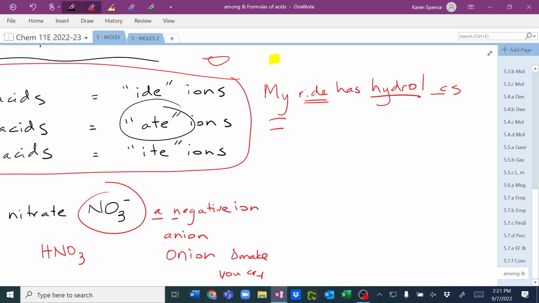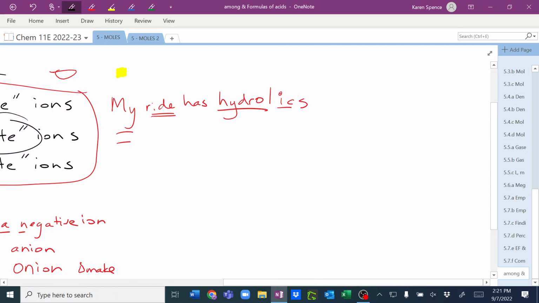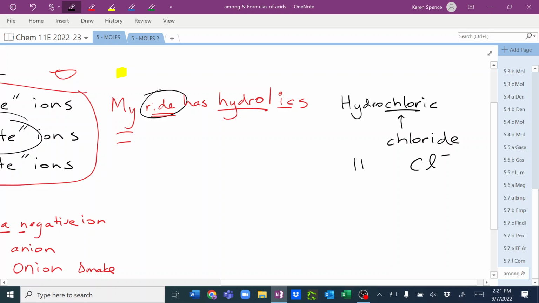Oh, I think we're back. Okay. So if you had hydrochloric acid, you take that root, that chlor part, and you put it together with the ide ending. So that's going to be your chloride ion, so that's Cl minus. And then of course it's an acid, so it goes with H plus, and then you put those together. Okay, so the first one is my ride has hydraulics. The second one is I ate something icky.